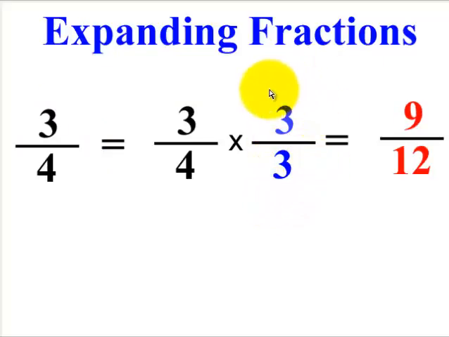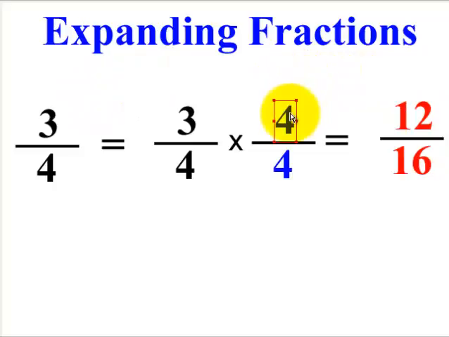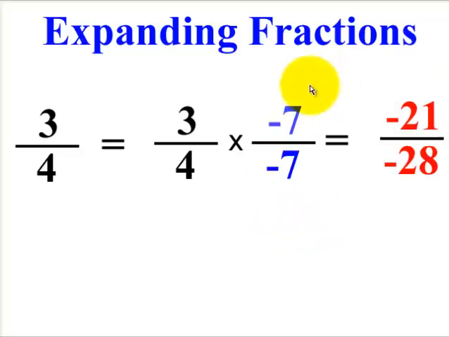1 is still represented as a 3 over 3, but then I get a different fraction, 9 over 12, but it is equal to 3/4, right? I could do this forever. As long as the numerator and the denominator are the same number, I could expand 3/4 into an infinite number of equivalent fractions, even -7, right? -21 over -28, when you reduce it, is 3/4.